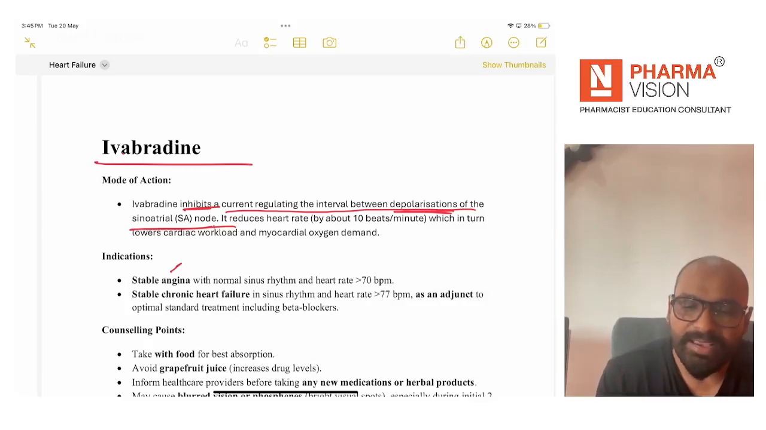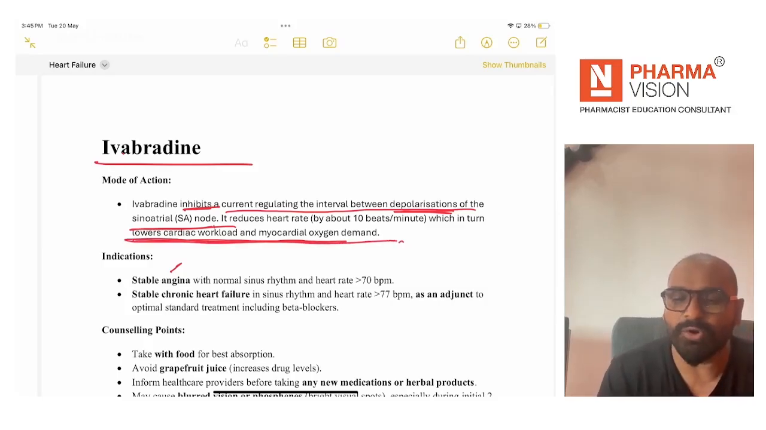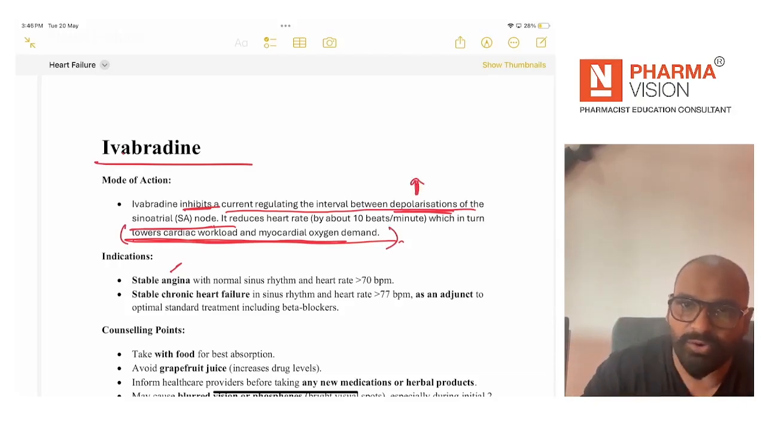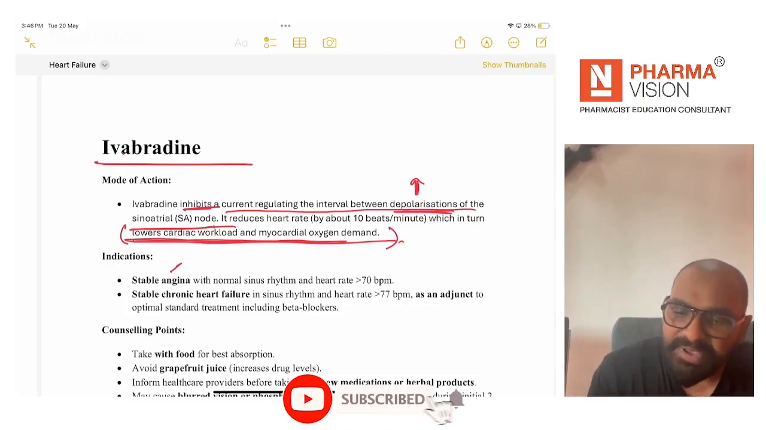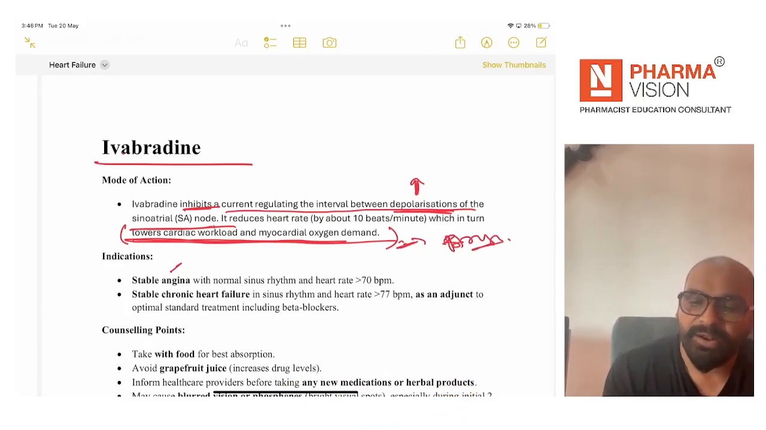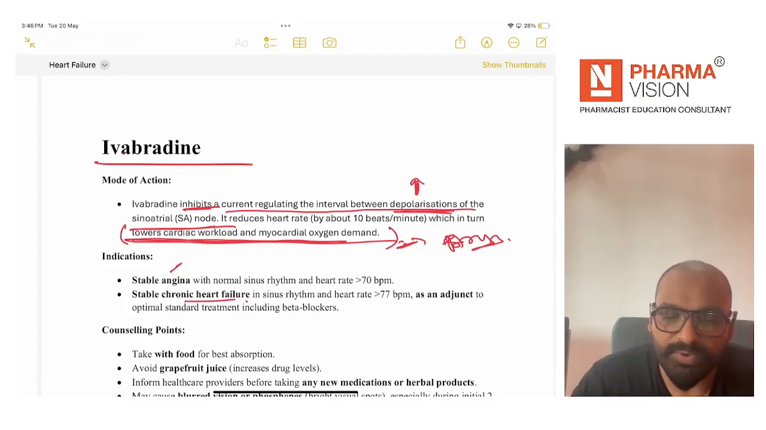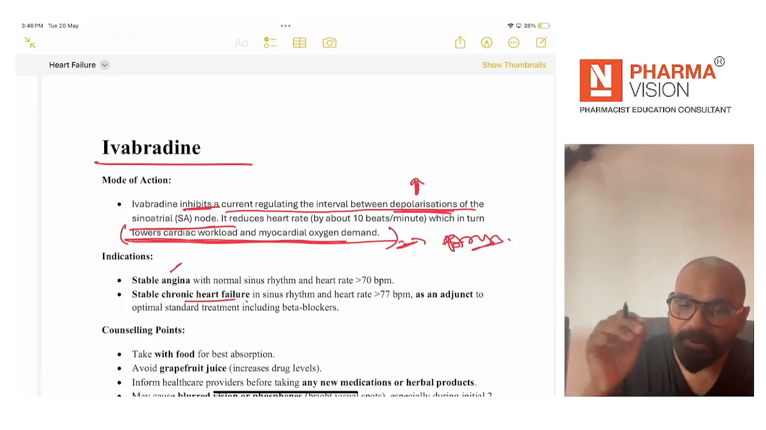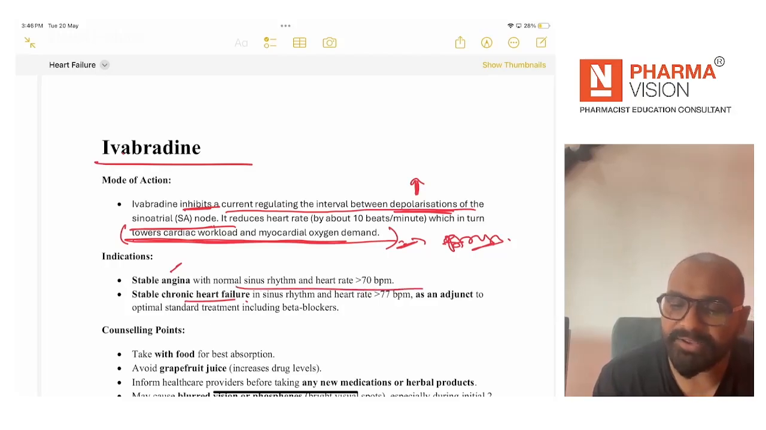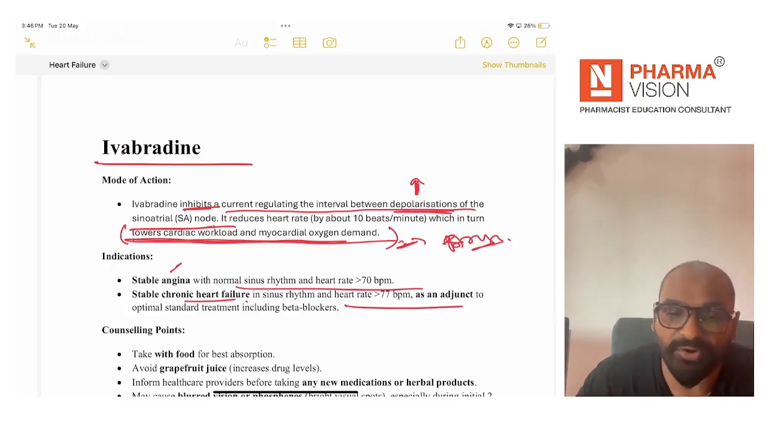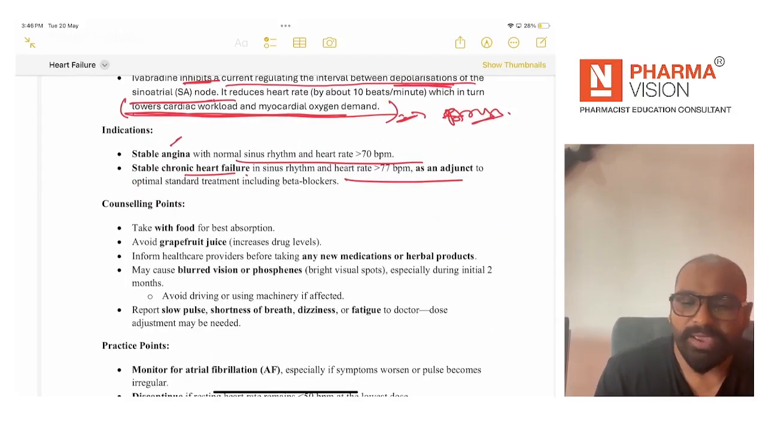That's why this medication decreases the cardiac workload and myocardial oxygen demand. Because depolarization slows down, the cardiac workload decreases and the oxygen demand also decreases. That means this is a good medication for angina, and it is also used for stable chronic heart failure. But make sure that if the patient is suffering from arrhythmia or a low heart rate, we cannot give this medication. This is the most crucial point to keep in mind.